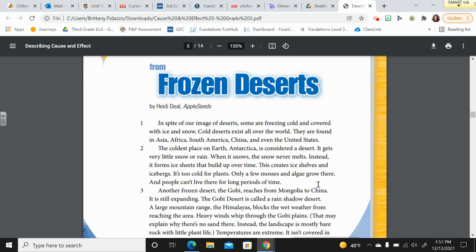All right, so I think before we move on to paragraph 3, there were a lot of effects of the extreme cold that were given in this paragraph. Because it's so cold, what does it say?